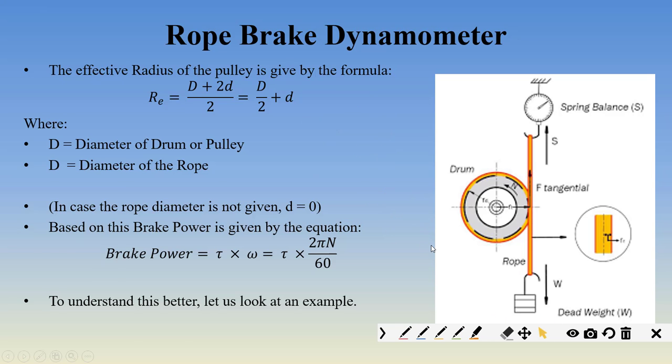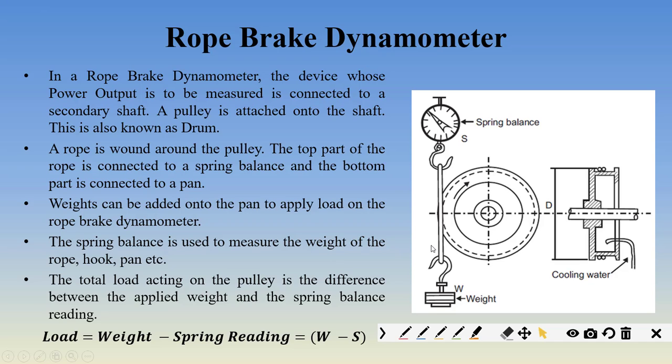So this is basically how we can calculate the torque of the rope brake dynamometer. How are you going to calculate the torque applied by the rope brake dynamometer? First of all, what is the weight which is applied? Second, what is the spring reading? Then do W minus S. If W minus S is in kg, then multiply by acceleration due to gravity, and you will get the load in newtons. If this is already in newtons, then you don't have to multiply it by acceleration due to gravity.